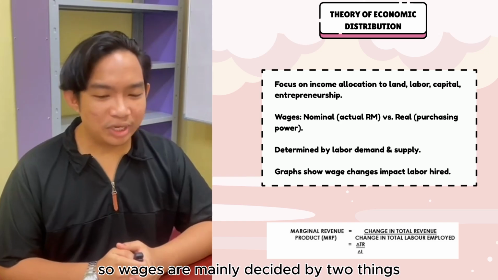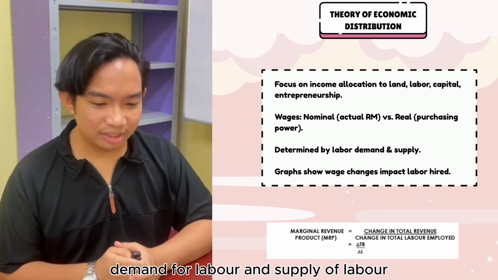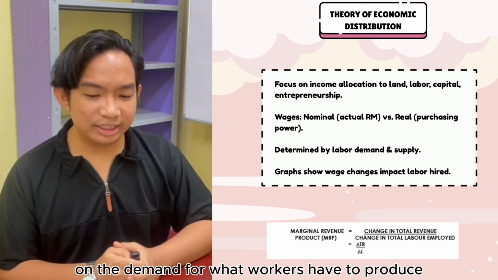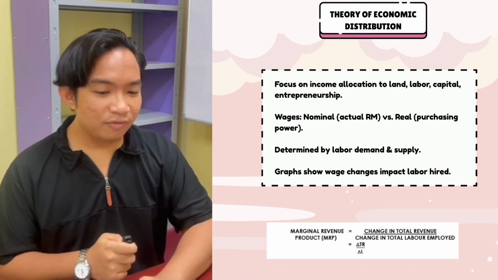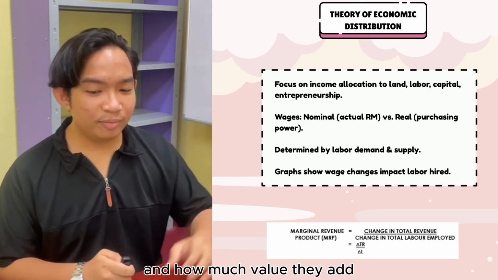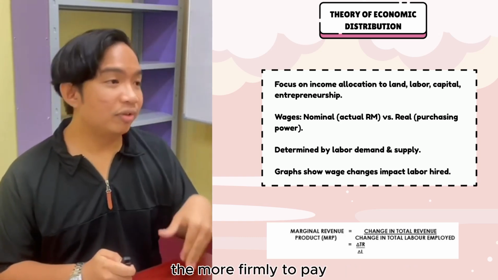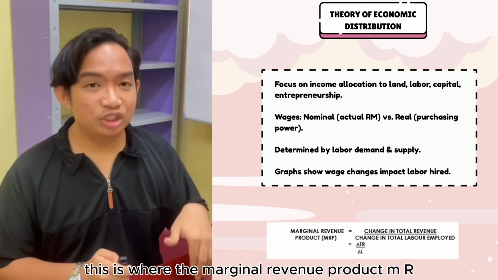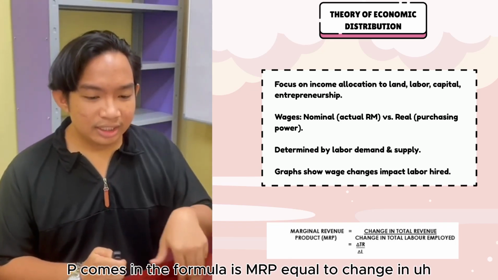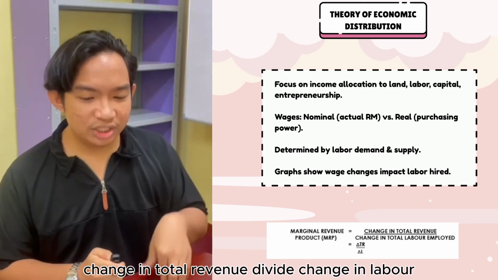Yeah, sure. So wages are mainly decided by two things: demand for labor and supply of labor. The demand for labor is called a derived demand because it depends on the demand for what workers produce. For example, firms hire workers based on how productive they are and how much value they add. The more a worker can produce and help to earn, the more firms are willing to pay. This is where the marginal revenue product (MRP) comes in. The formula is MRP equals change in total revenue divided by change in labor.